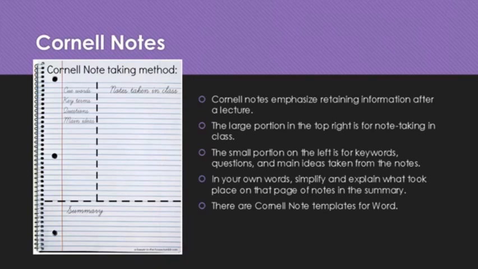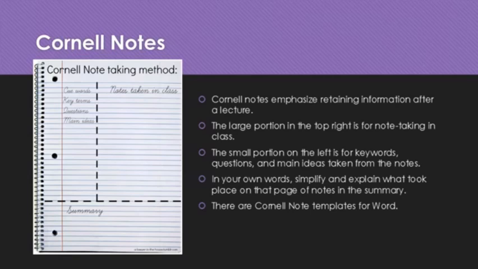Cornell notes are another method that people use, and what Cornell notes do is emphasize retaining the information after a lecture. Where the outline is just the information broken down, Cornell notes have a few added steps that help cement the information in your brain. The large top right section is just for your notes, and this could be the same outline method as in the previous one, however you would want to take the notes.